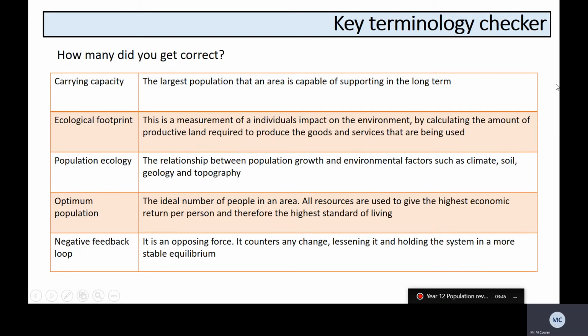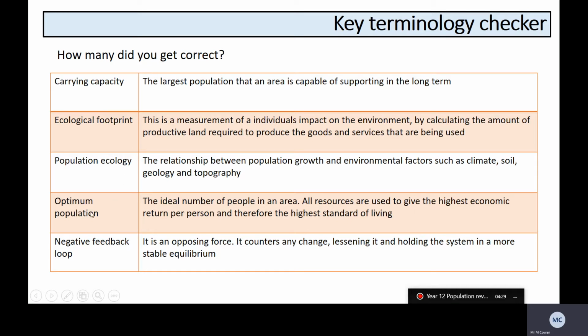Okay, so you can see on here, carrying capacity is the largest population an area is capable of supporting. The ecological footprint is a measure of an individual's impact on the environment, calculated through the amount of productive land required to produce the goods and services being used. Population ecology, the term we mentioned at the start, is the relationship between population growth and the environmental factors. Environmental factors such as climate, soil, geology, and the topography, the shape of the land, all have an impact upon the ability to sustain a population of a certain size. So these things influence the carrying capacity.